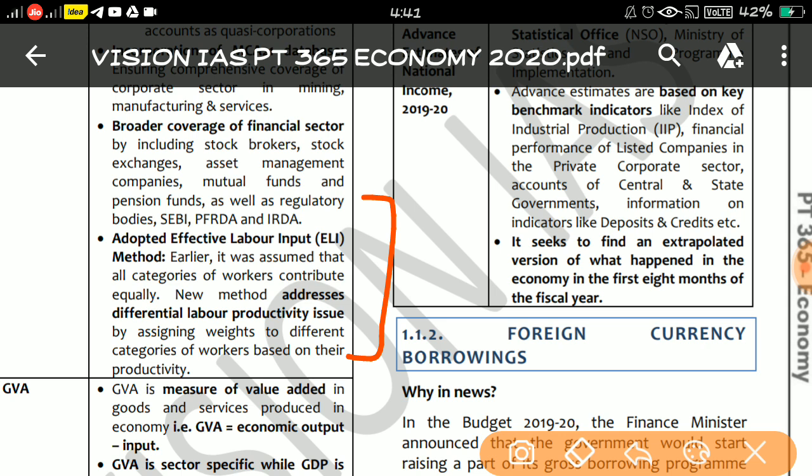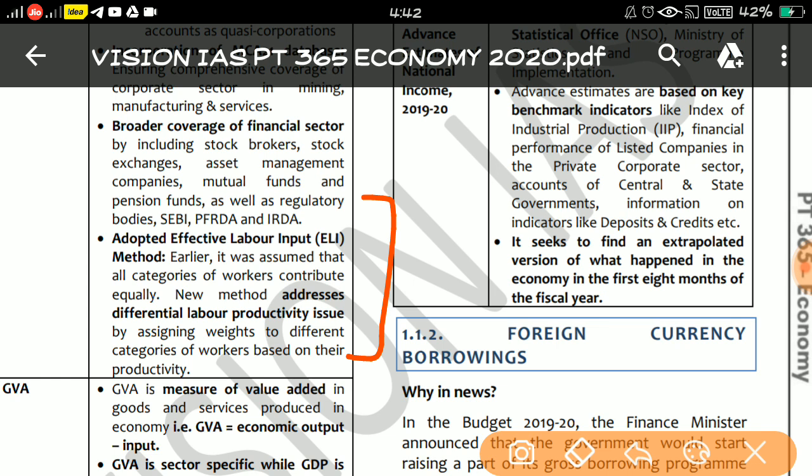What is this Effective Labor Input method? It basically means that every sector of the economy is not contributing equally. You cannot treat unequals equally. For example, in our constitution also there is a concept of equal protection of law. If people are not equal, you cannot treat them equally. So if people are not contributing equally, you cannot treat them equally.